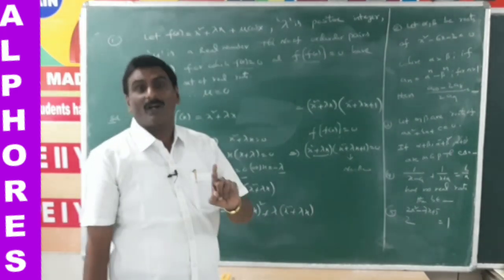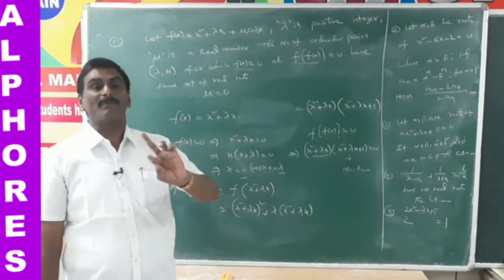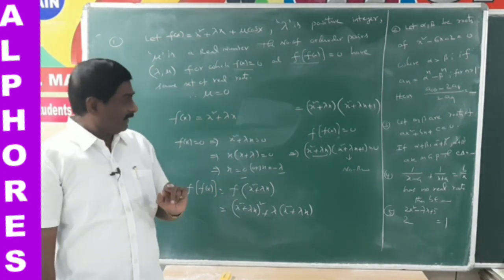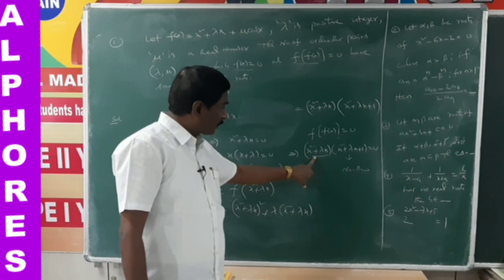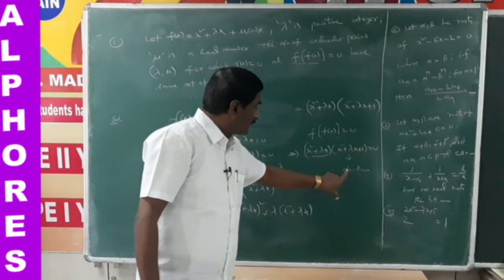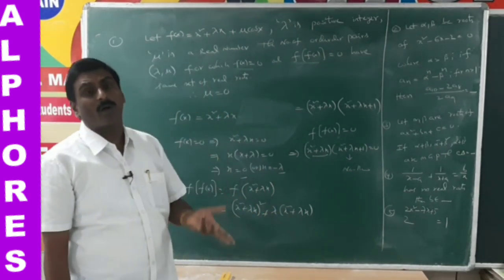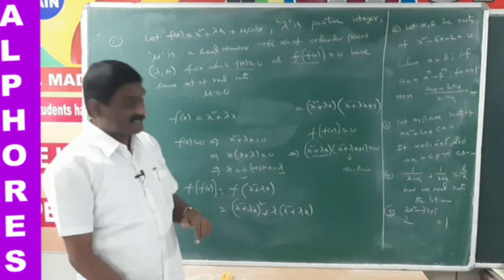f(x) = 0 and f(f(x)) = 0 have the same set of real roots. Here 0, -λ are roots of both. Here the other factor has no real roots, meaning this equation has no real roots. No real roots means the discriminant is less than 0.